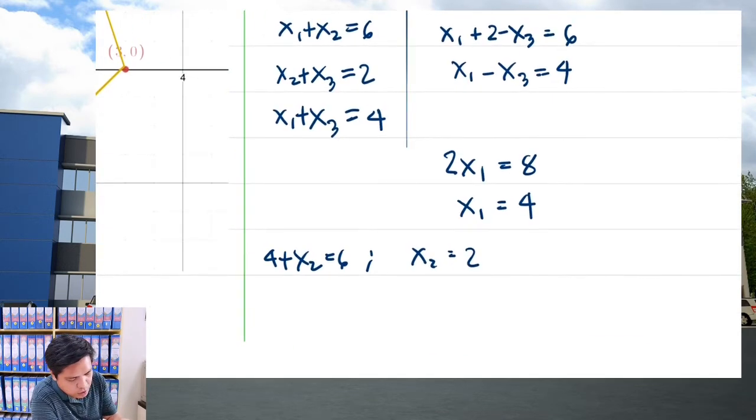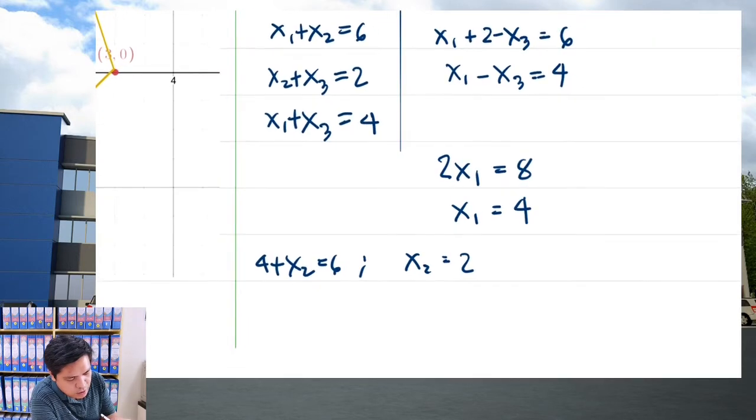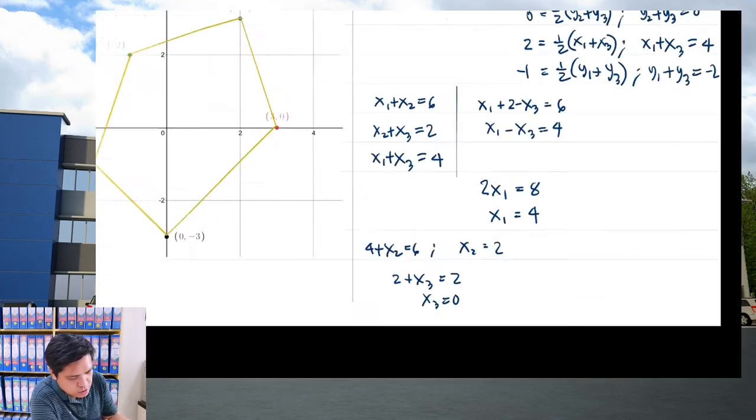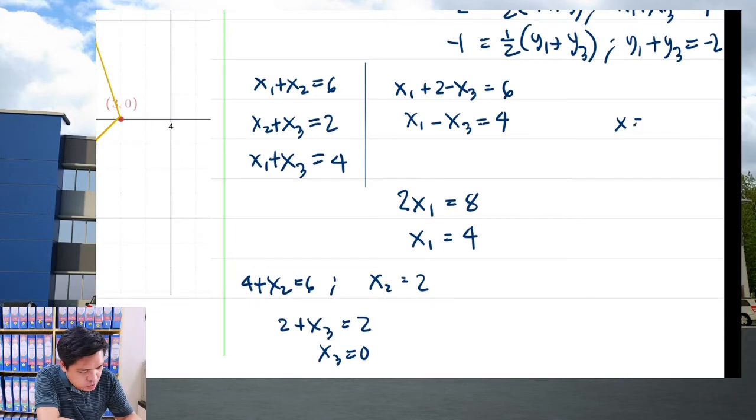Okay, and how about x3? Ano pwedeng gamitin natin? Any equation, you can use this. So x2 is 2 plus x3 is equal to 2. So that means x3 is just 0. x1 is 4, x2 is 2, x3 is 0.